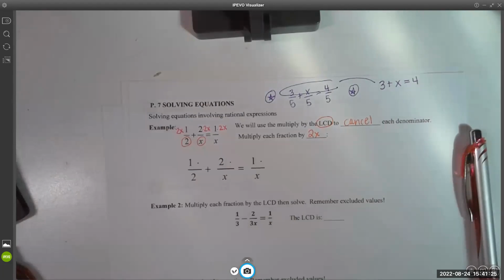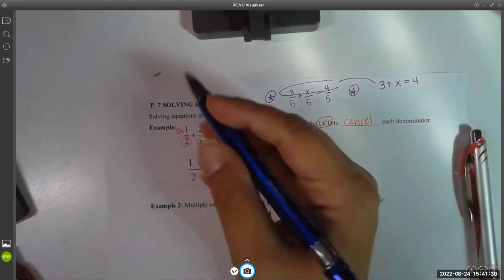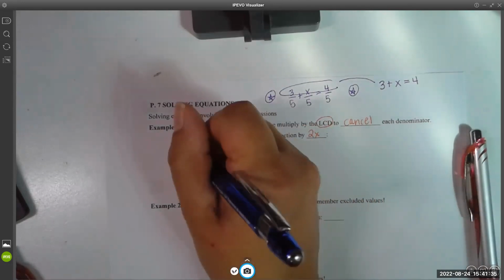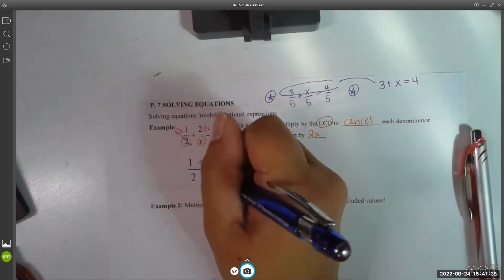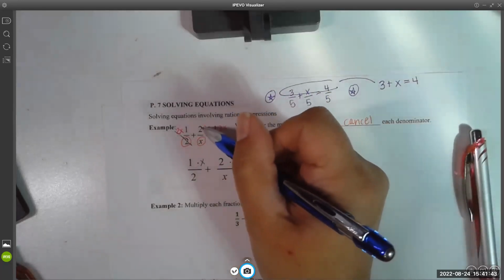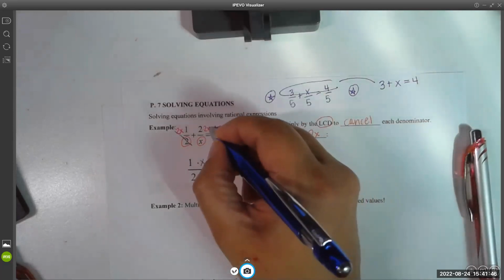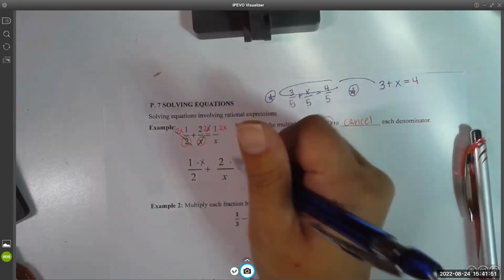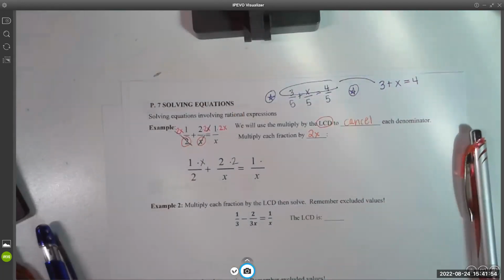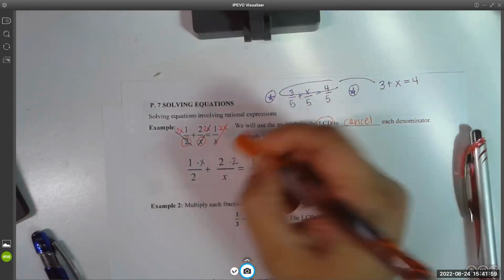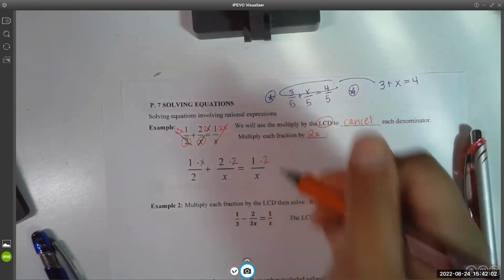So here's my first example. If I multiply 2x over 2, the 2's cancel, right? And then what's left is just x. Then if I multiply the second fraction, 2 over x, times 2x, the x's cancel, and what ends up happening is that there's a 2 left over. And then in this last portion of the fraction, I have 2x over x, so the x's cancel, and I have 2 left over.